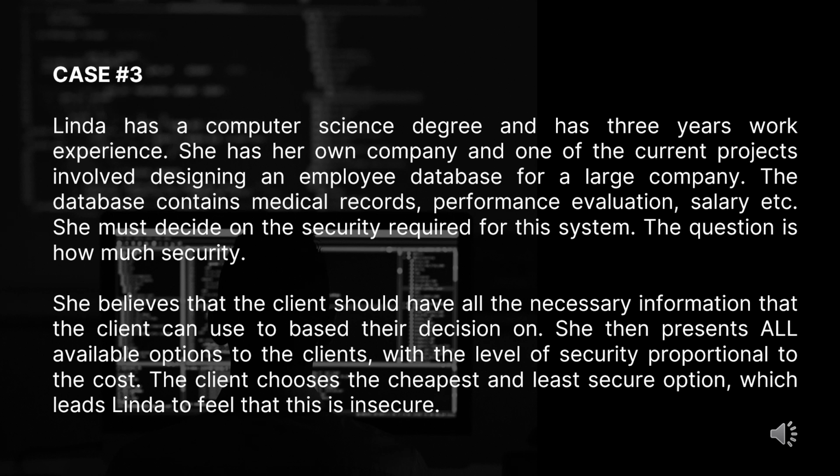The question is how much security? She believes that the client should have all the necessary information that the client can use to base their decision on. She then presents all available options to the client with the level of security proportional to the cost. The client chooses the cheapest and the least secure option, which leads Linda to feel that this is insecure.